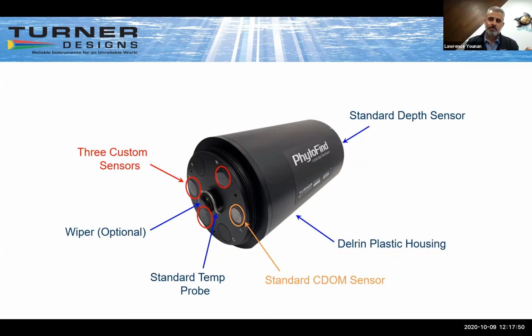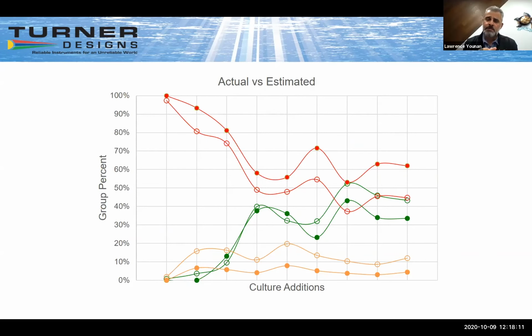So the sensor here does an automatic correction to remove that interference from the signal. And of course, has standard depth, wiper, standard probe, temp probe, and then 600 meter deployment, those sorts of things. But what you end up with is a nice trace for in vivo calculated or in vivo fluorescence based estimates.